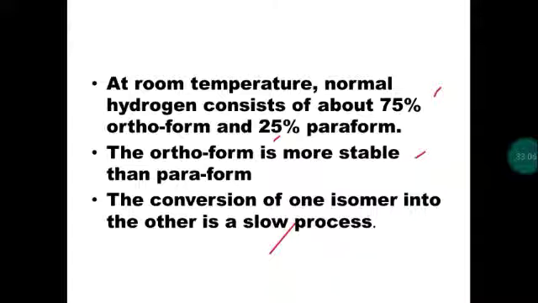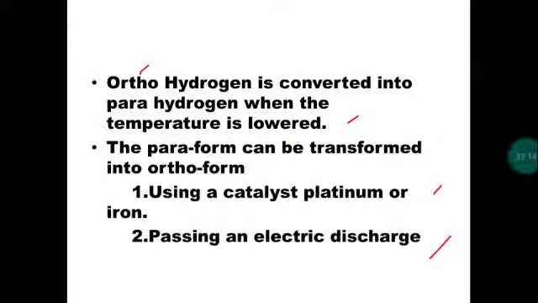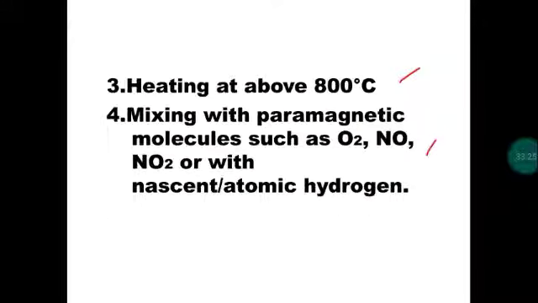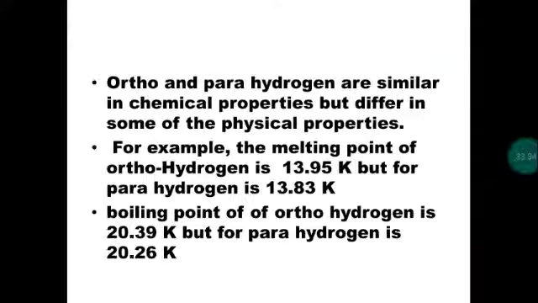Orthohydrogen is more stable, and an equilibrium exists between these two, so interconversion is possible, but the process is slow. Orthohydrogen can be converted into parahydrogen by reducing the temperature. Parahydrogen can be converted into orthohydrogen by using a catalyst like platinum or iron, passing an electric current, heating above 800 degrees Celsius, or mixing paramagnetic substances like oxygen, nitric oxide, nitrogen dioxide, nascent hydrogen, or atomic hydrogen. Nascent and atomic hydrogen are both similar.